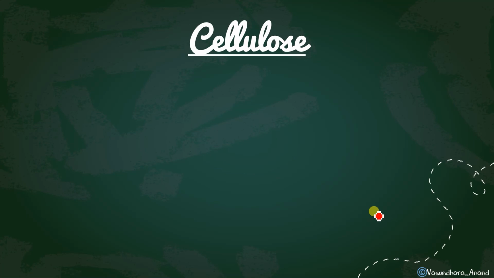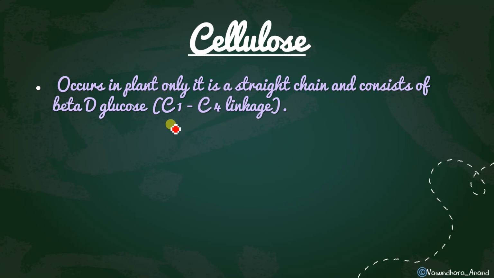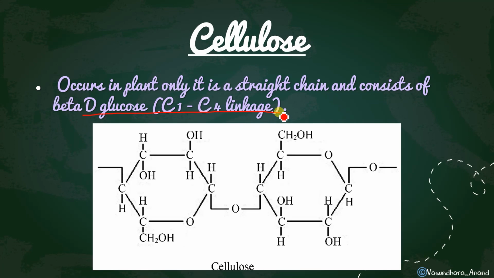So the next polysaccharide is cellulose, and we know, bio students and everyone knows, that cellulose is only present in plants, and it is present as the cell wall. It's a building material as well as it provides strength to the cell, isn't it? So it occurs in plants only, and it has a straight chain and consists of beta-D-glucose. Not so important. It is never asked. Okay. Next, we can see that there is C1-C4 linkage, as we have done with sucrose and all. So it's the same.